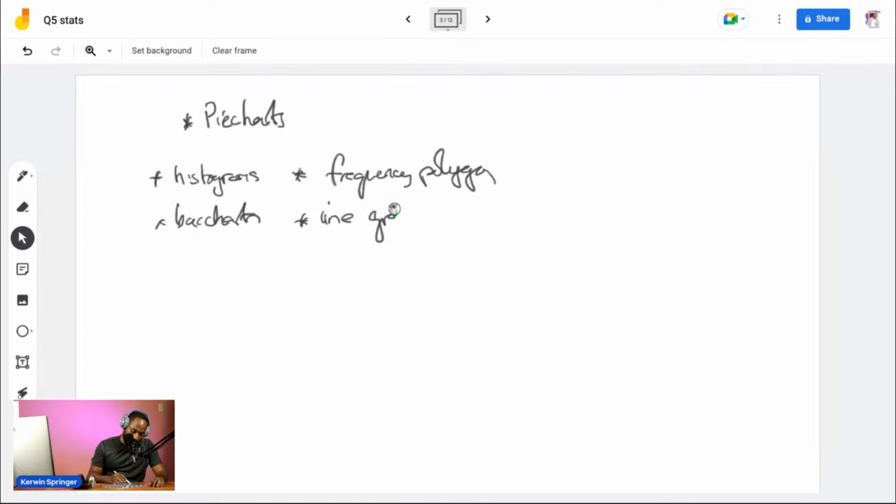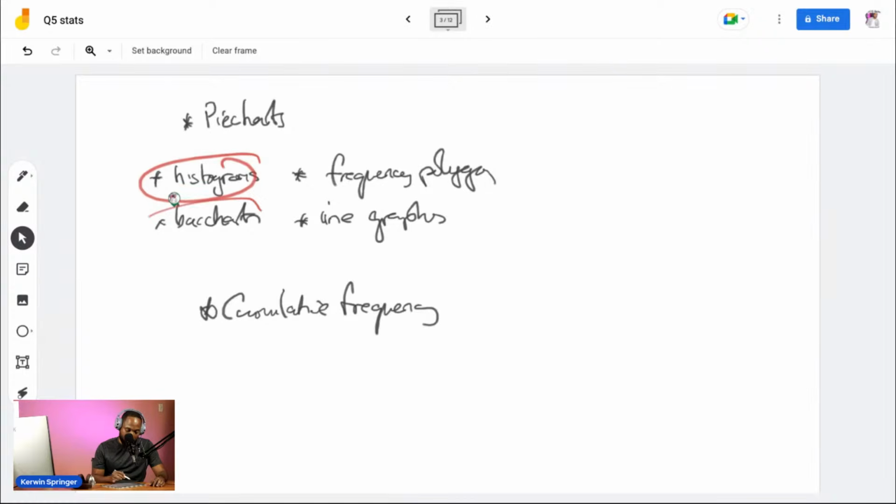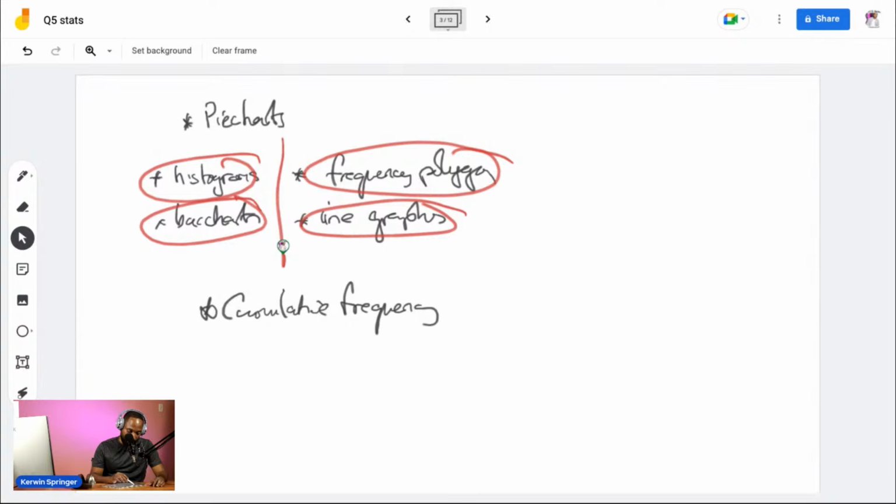And then we have the big boy, the cumulative frequency curve. What you should know is the difference between a histogram and a bar chart, and the difference between a frequency polygon and a line graph. The histogram is a cousin to the frequency polygon, and the bar chart is a cousin to the line graph. The histogram and bar chart are in the same family, and the frequency polygon and line graph are in the same family, same vibe kind of thing. And the pie chart stands by itself there.